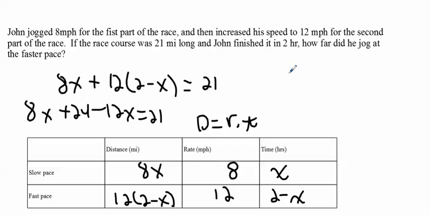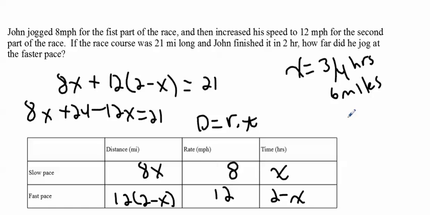The answer that you probably will get is x is 3/4 of an hour. So it took him 3/4 of an hour at the slow pace, which would be 6 miles, and at the fast pace, that would be 15 miles. Okay, so I hope this makes sense. We'll see you in class soon.